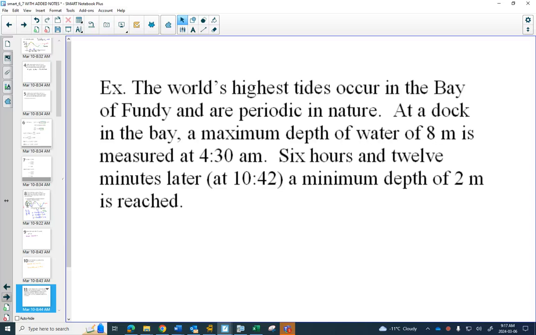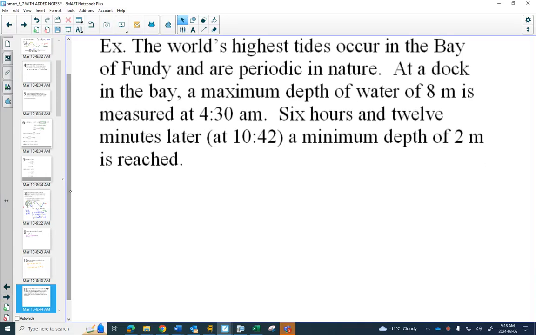The world's highest tides occur in the Bay of Fundy. And tides come in and they go out, and they come in and they go out. And so anything that repeats itself over a certain amount of time makes a sinusoidal graph, either a sine graph or a cosine graph. So here we've got the data, and you've been hired to make the equation to figure out when the tides are coming in and out, so they can figure out, you know, ships coming in, what the water level is going to be, and what that looks like. So here's the dock, and we're going to draw a graph.